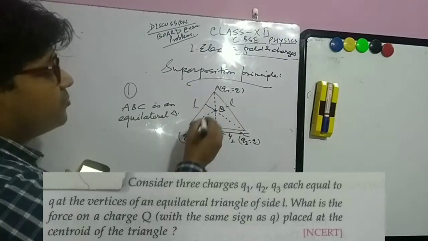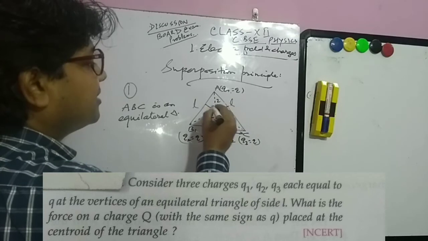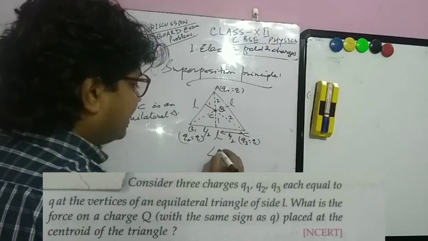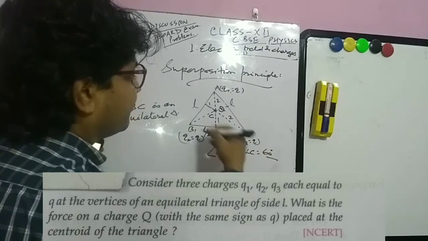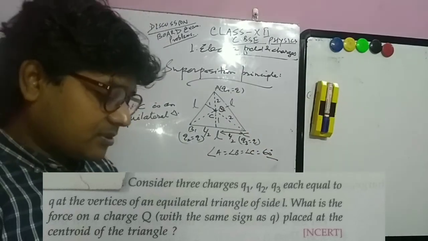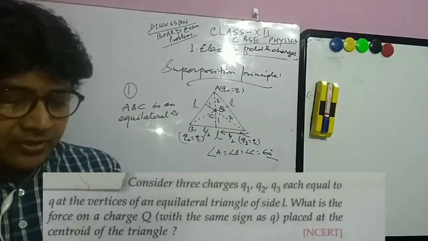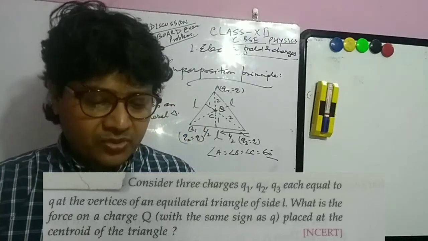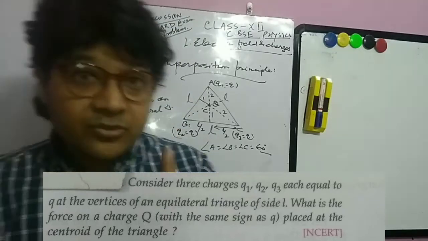So this point C is the centroid. Centroid means it is dividing in the ratio 2:1, and angle A is equal to angle B is equal to angle C is equal to 60 degrees. We have to keep that in mind. So, three charges equal to Q are at the vertices of the equilateral triangle. What is the force on a charge Q placed at the centroid of the triangle? This is the case, the centroid of the triangle.